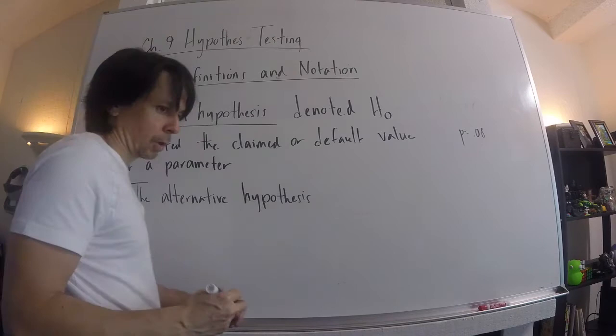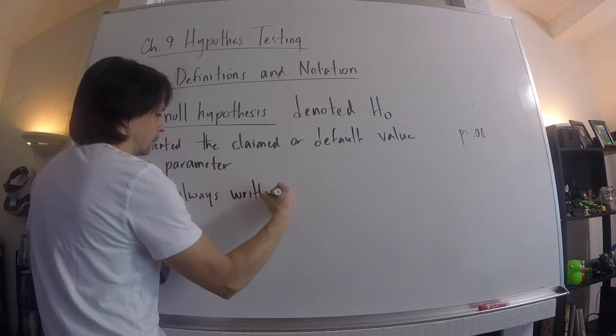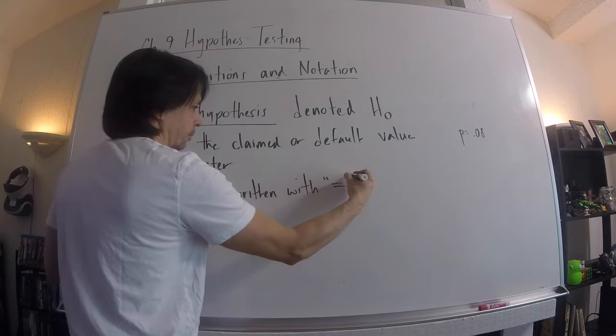A little point that's going to be helpful, as a reminder: the null hypothesis is always written with an equal sign, because you're claiming that the parameter is equal to something.